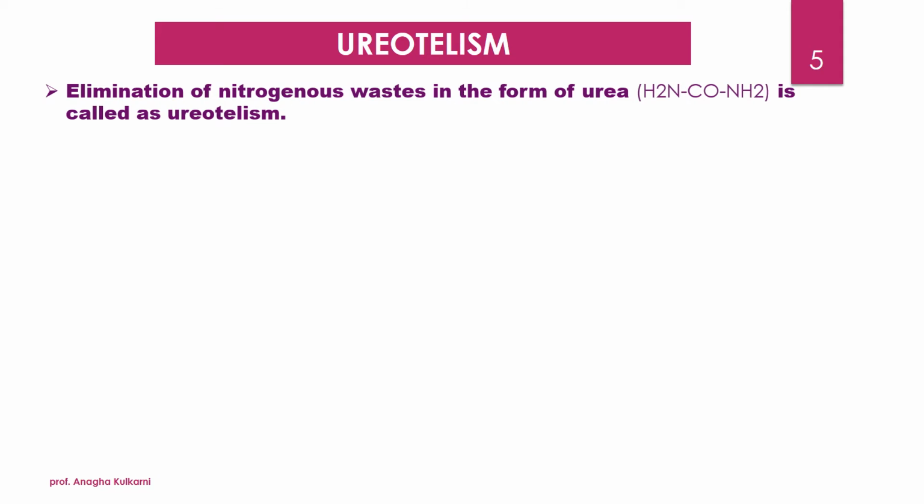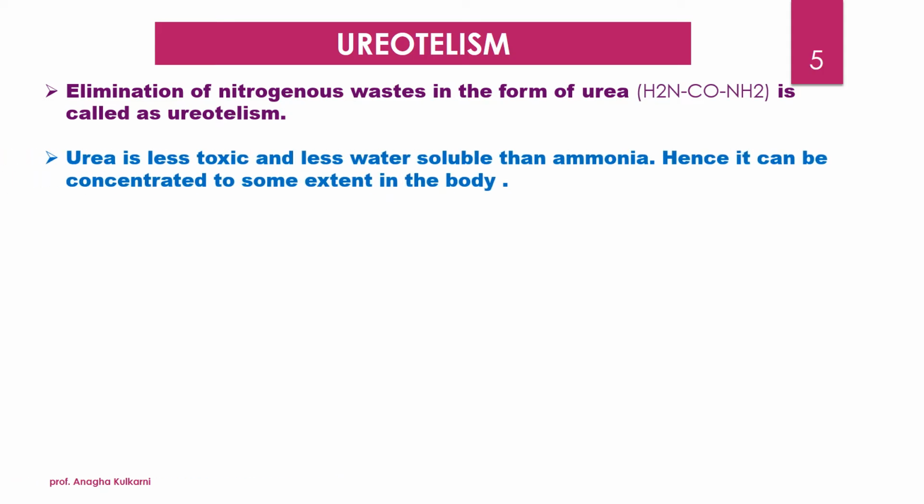Elimination of nitrogenous waste in the form of urea, that is H2NCONH2, or rather CONH2NH2. You might have done this in your chemistry. This is called ureotelism. Urea is less toxic, that is, it is less toxic as compared to ammonia and less water soluble than ammonia. Hence, it can be concentrated to some extent in the body.